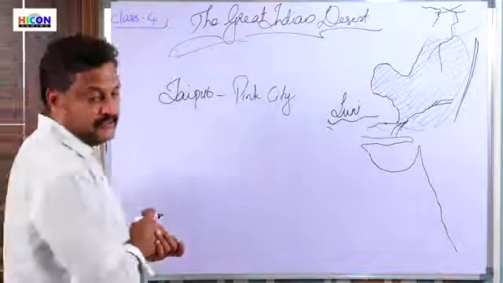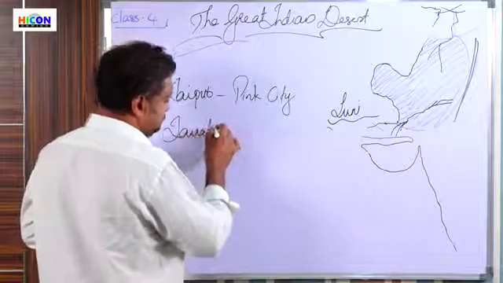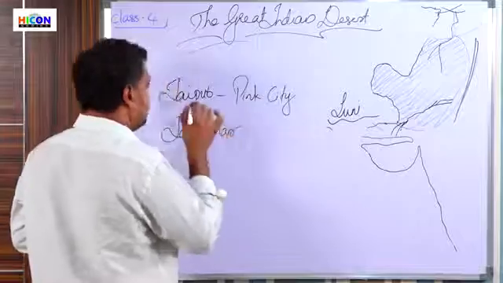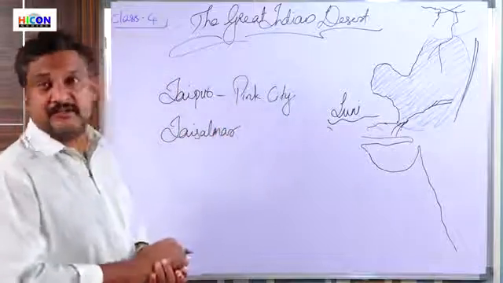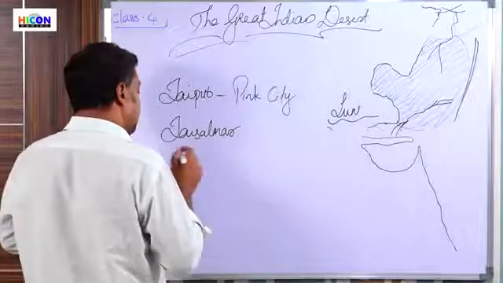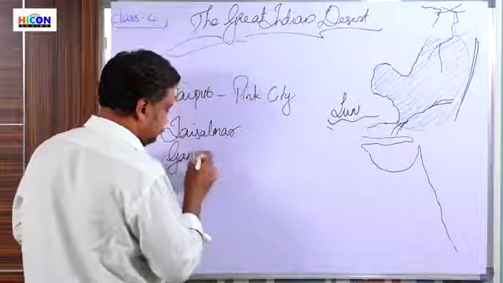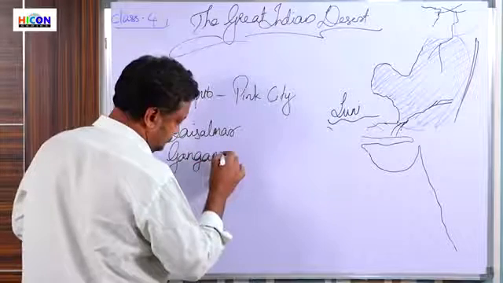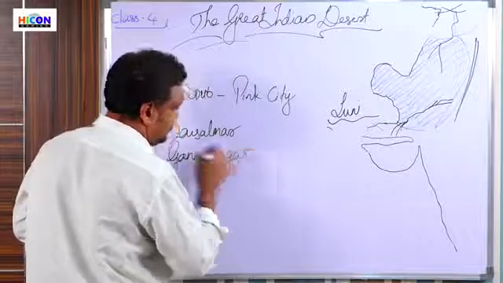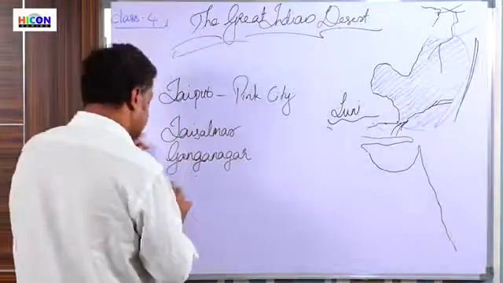Then we have Jaisalmer. Another famous city in the Thar desert region is Jaisalmer. Then we have Ganganagar. Then we have Bikaner.